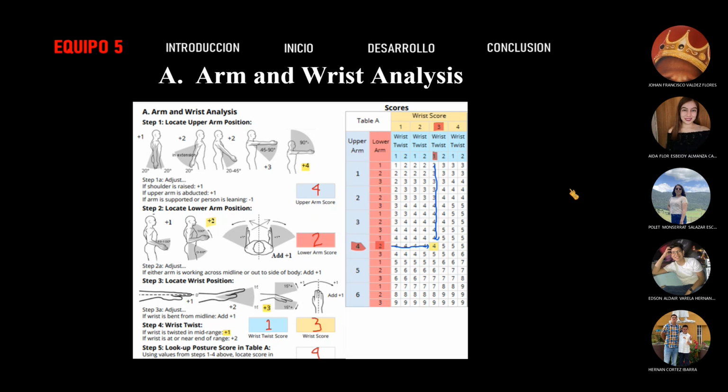Then, I have step number 5. I need to look up the posture score in table A using values from step number 1 to number 4. Analyzing this table, I got a score of 4 points. Next page, please.